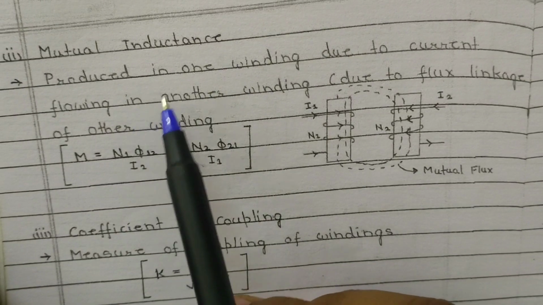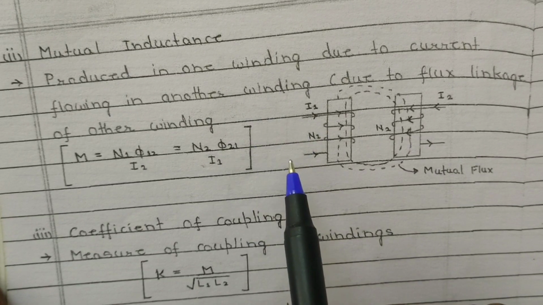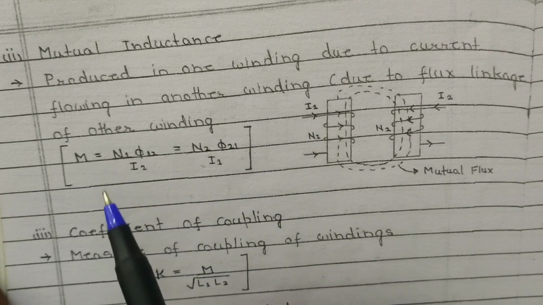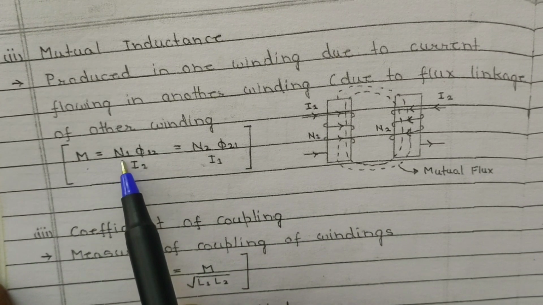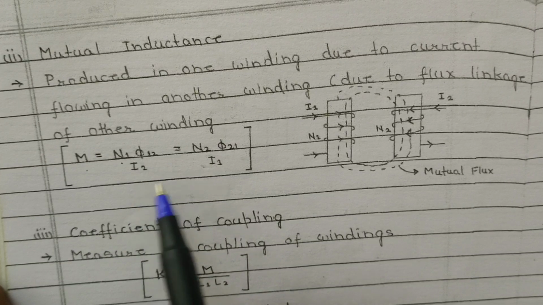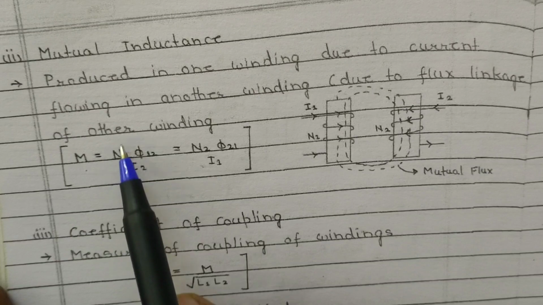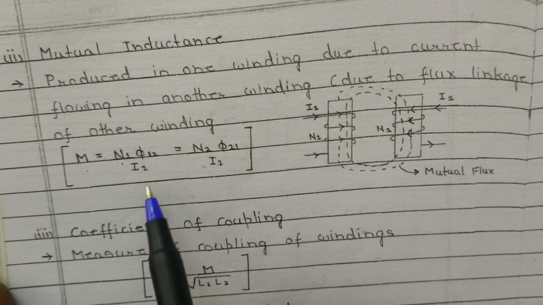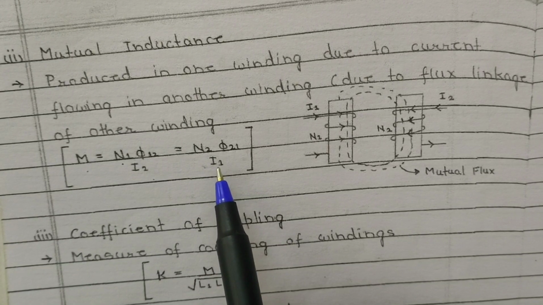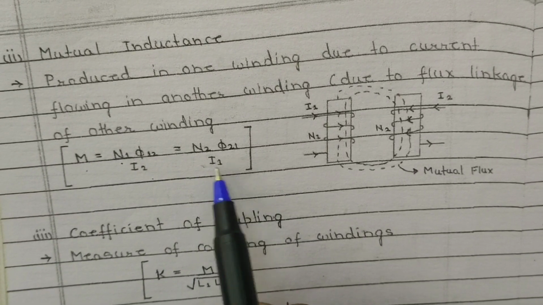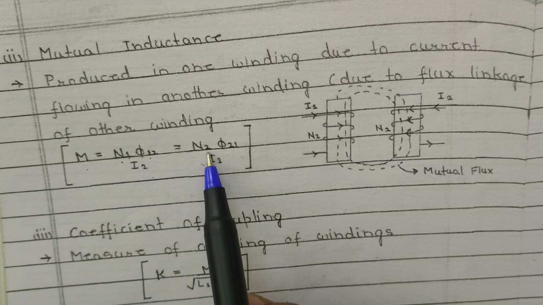Mutual inductance. It is the EMF produced in one winding due to the current flowing in another winding, due to flux linkage of the other winding. Mutual inductance M is N1 phi12 by I2, or N2 phi21 by I1. If you take the number of turns of the primary winding, you will get the secondary current in the denominator. If you take the number of turns of the secondary winding, you will get the primary current in the denominator. Keep this in mind: if here it is 1, phi12; if here it is 2, phi21.